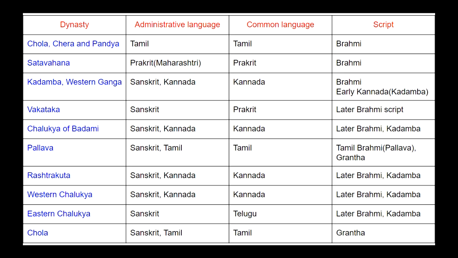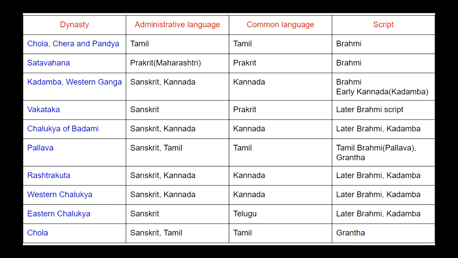Then Kadamba dynasty and Western Ganga dynasty in Karnataka region. Administrative language of these two dynasties was Sanskrit or Kannada. Common language was Kannada. Script was Brahmi or early Kannada, also known as Kadamba script. Then Vakataka dynasty had close relation with Gupta Empire. Their administrative language was Sanskrit, common language was Prakrit, and script was later Brahmi script or Gupta script. Chalukya of Badami.